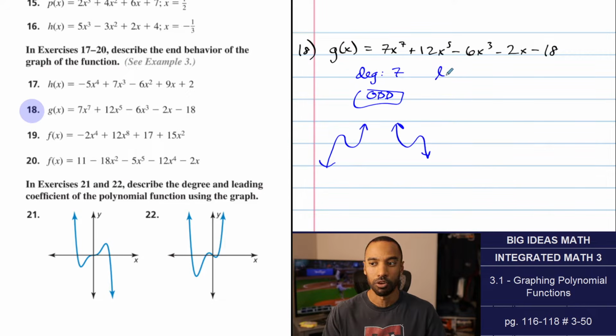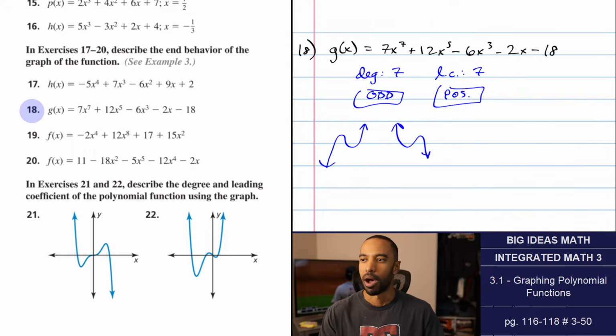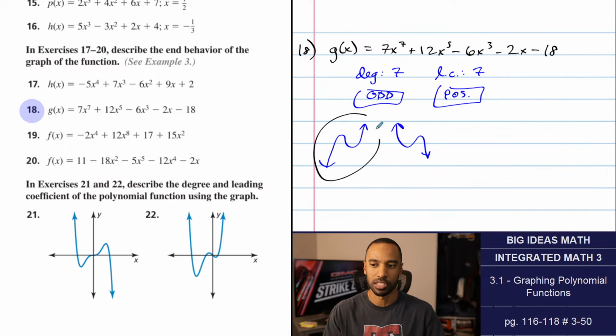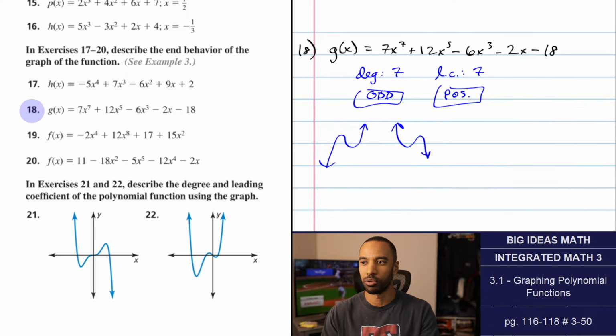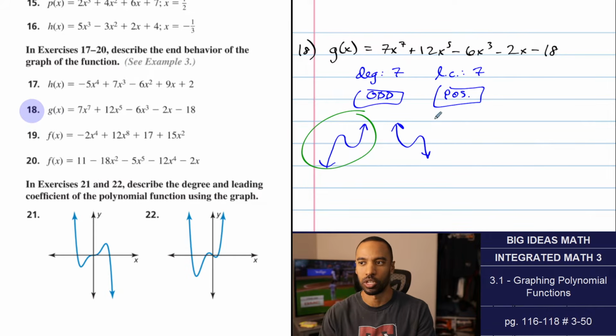The leading coefficient is also 7. That means it's positive. I'll just put POS. Positive leading coefficient will start down, finish up, right? It's this one. You might go, how am I supposed to remember which one's which? Well, I guess you can just remember.